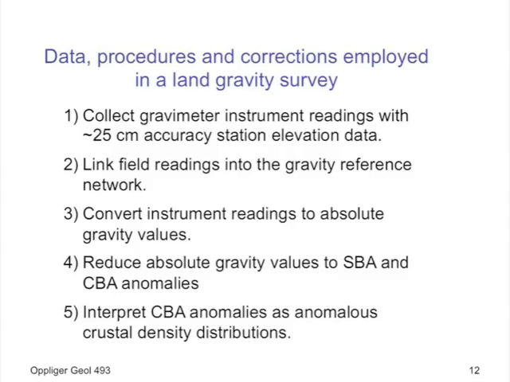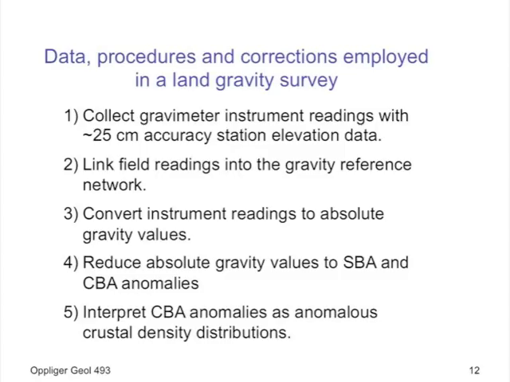Okay, and so here's a basic outline for how to do a gravity survey. You collect gravimeter readings, and you get the elevation of every station where you're collecting gravimeter readings to an accuracy of 25 centimeters or so. Okay, and I often say 1 foot is about good enough. That's 30 centimeters. And then you link their field readings into a gravity reference network.